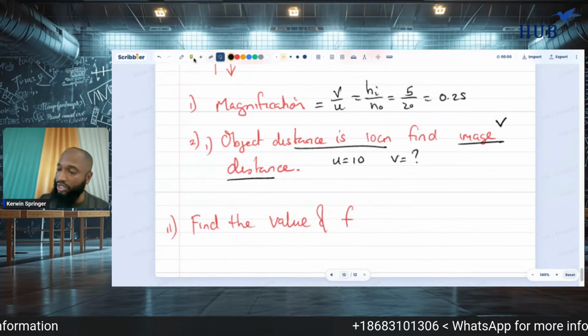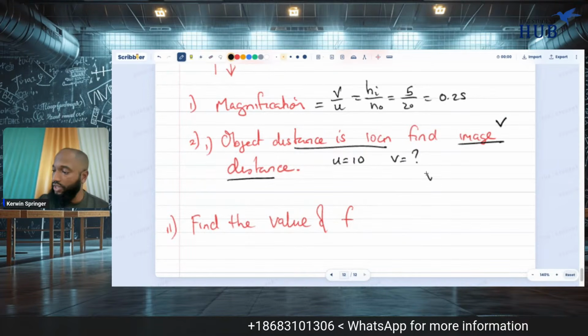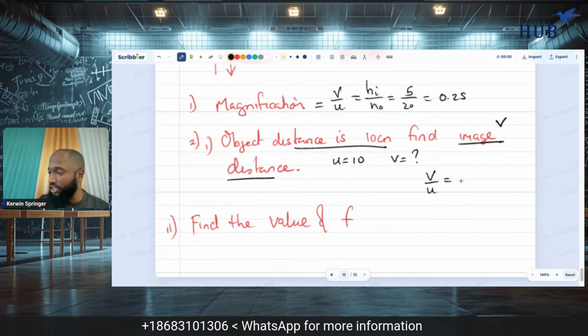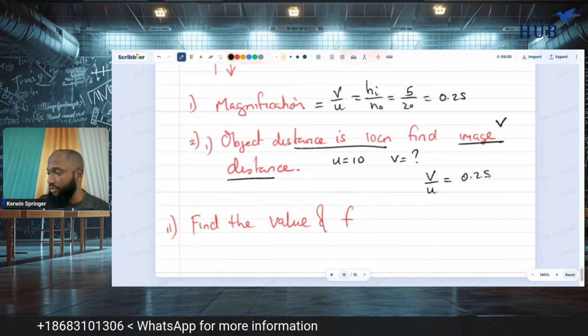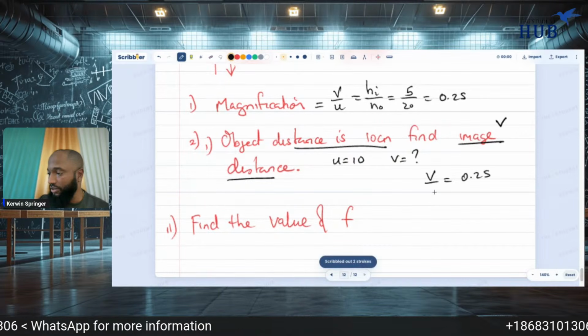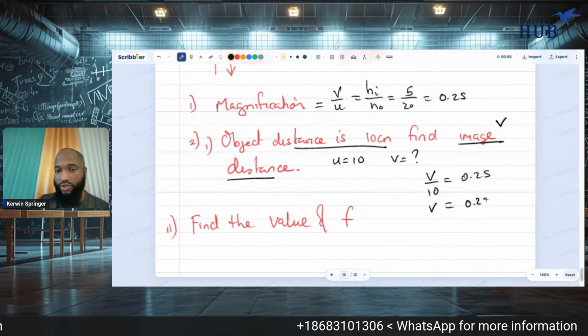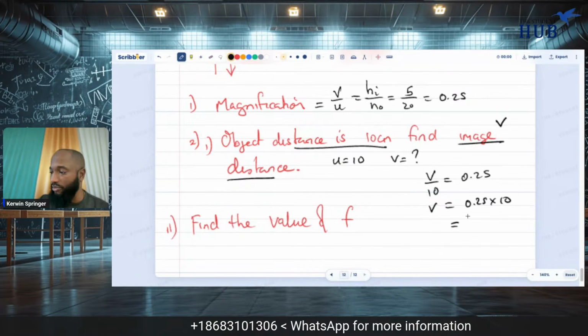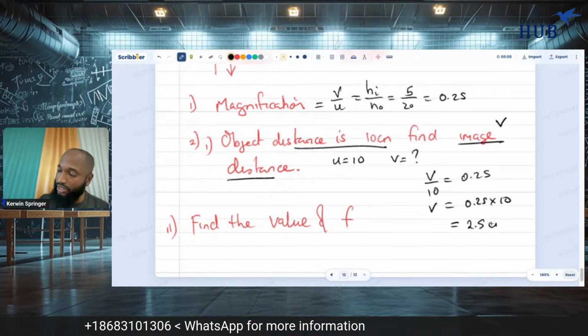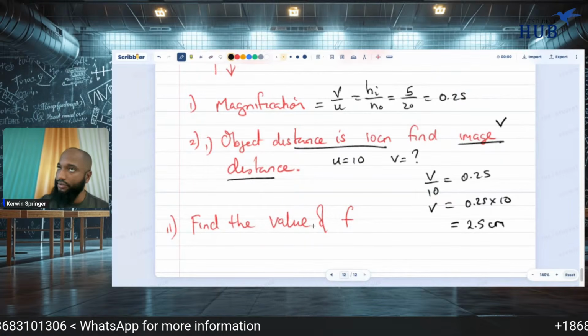Use the magnification back again. So V over U is supposed to equal the magnification. In this case, we know it's 0.25. So if U is 10, then what is V going to be? 0.25 times 10. So V is going to be 2.5 centimeters. And now can you find F?